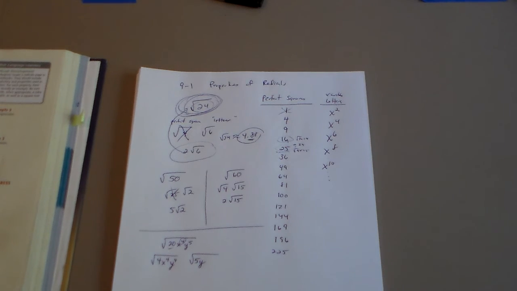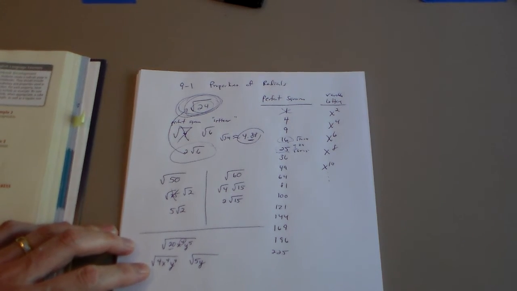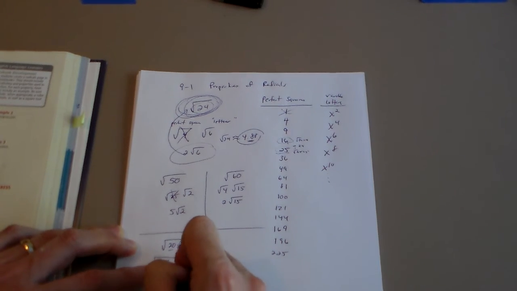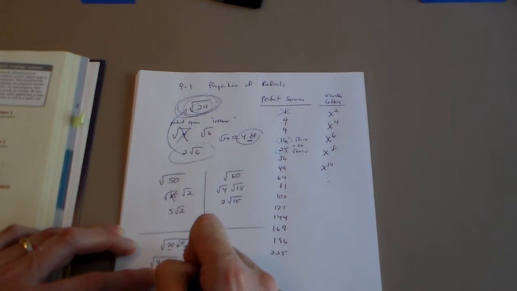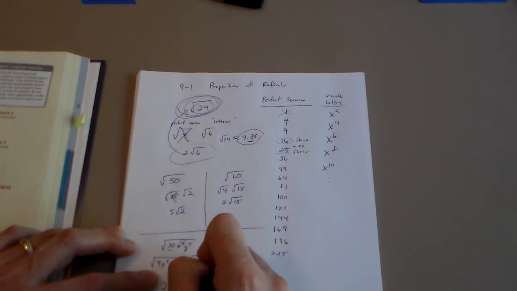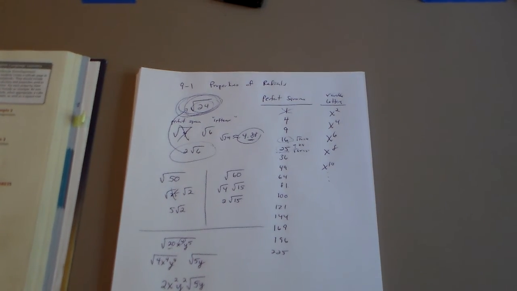So now I look at the left side and I take the square root of 4. And the square root of 4 is 2. And the square root of x to the 4th is x squared. And the square root of y to the 4th is y squared times root 5y. Okay? So that's how you do one with letters.